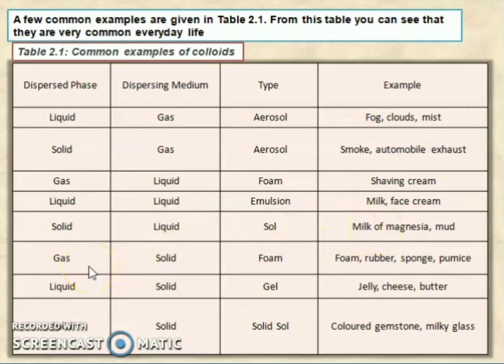If the dispersed phase is gas and the medium is solid, we get a foam. Examples are foam rubber, sponge, pumice. If the dispersed phase is liquid and the medium is solid, we get a gel, such as jelly, cheese, butter. If both the dispersed phase and dispersion medium are solid, we get a solid sol. Examples are colored gemstone and milky glass. So these are the types of colloidal solutions by dispersed phase and dispersion medium.